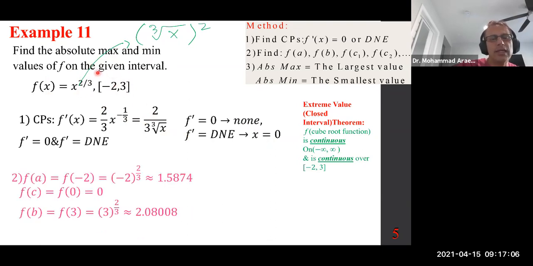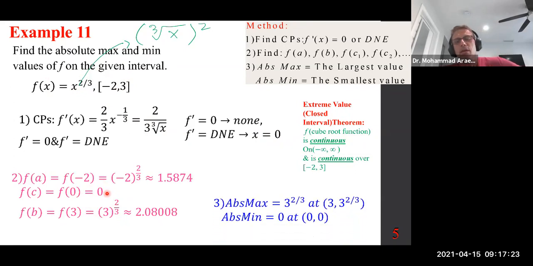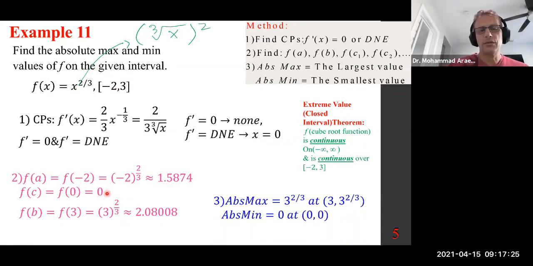Of course, 0 gives you 0, and for -2 you have to calculate it, and so on and so forth. So when we plug in, the endpoints give us these two numbers, and 0 gives us 0. Obviously, the absolute max is this, at this pair, and this is the smallest one. Here the absolute min equals 0 at (0, 0). Again, 3 to the power of 2/3, or 2.08008. It would be nice to write the exact answer.